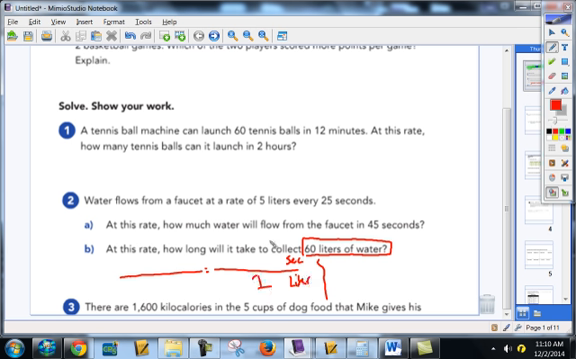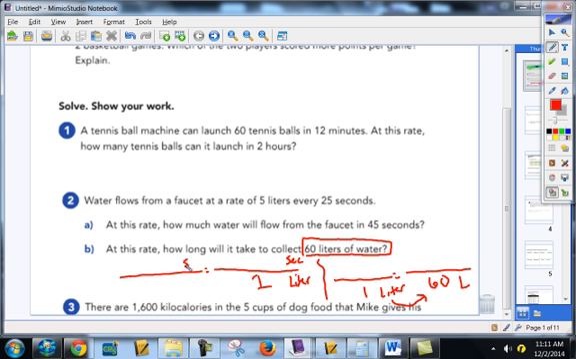So I know this is what I'm trying to figure out. Because if I can figure out how many seconds per liter, can't I just take that unit rate per liter and just say, okay, I'm just going to multiply this by 60? You see how I'm getting that? That's kind of the whole point of this.